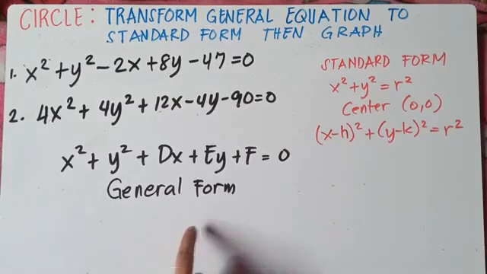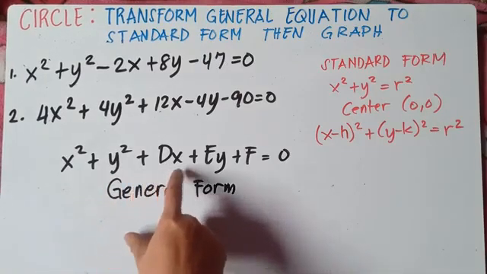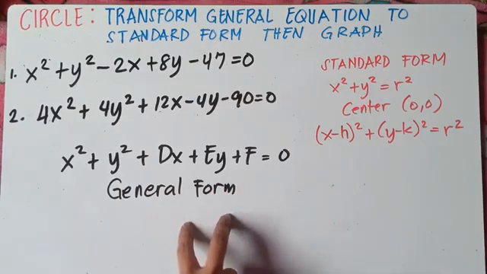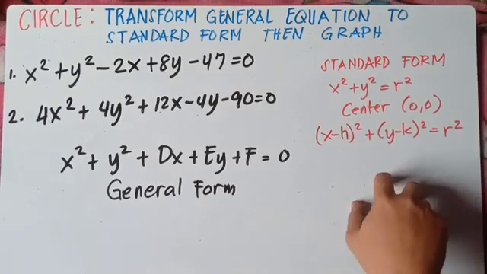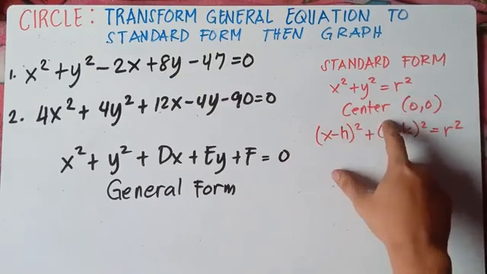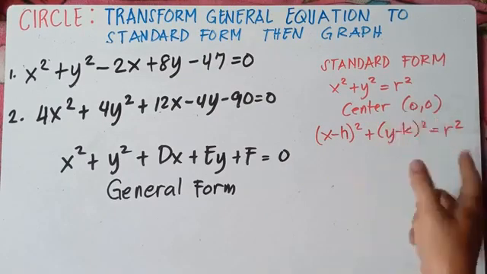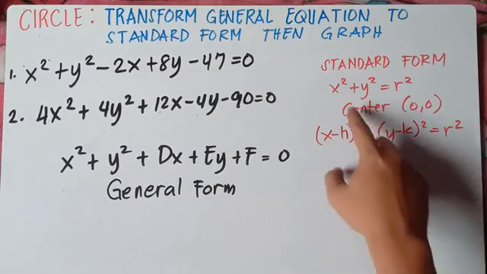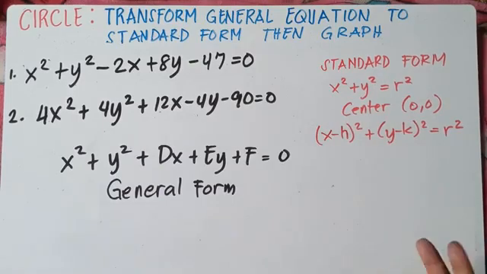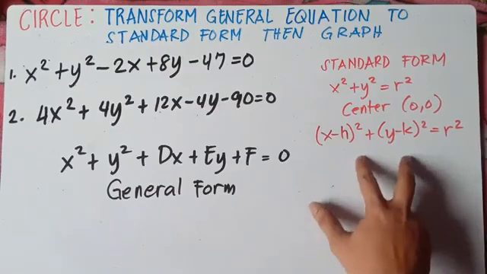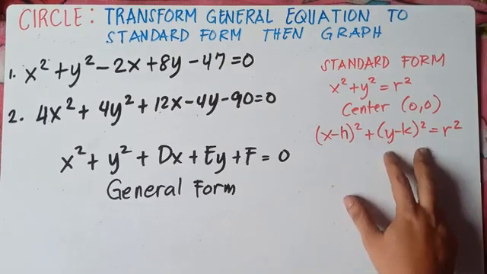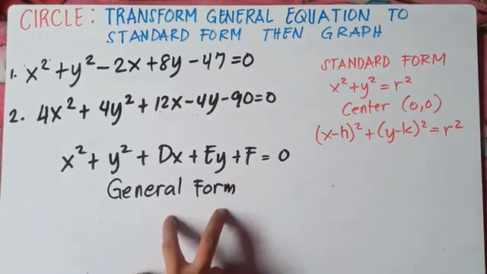Now this is the general form of a circle, that's x squared plus y squared plus dx plus ey plus f equals 0. And we transform this equation into standard form. The standard form of a circle is x squared plus y squared equals r squared, if the center is at 0, 0, if the value of h is 0 and the value of k is 0. Now, if we do have the values of h and k, for example, h is 2 and k is 3, this will be your equation: quantity x minus h squared plus quantity y minus k squared equals r squared. So we transform this one into this one.